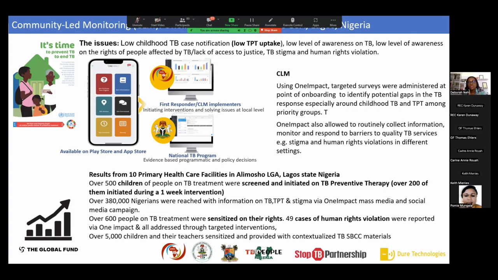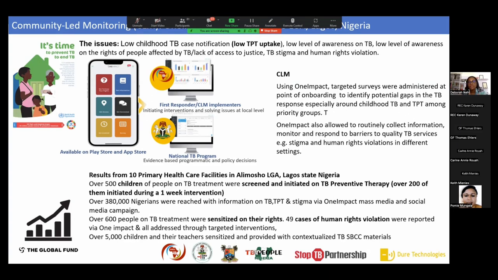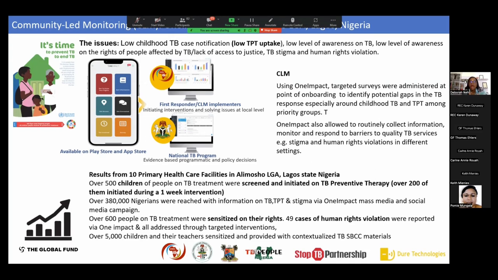So through the CLM, using the One Impact in Lagos, we were able to administer targeted surveys that were administered at the onboarding process to identify the potential gaps in the TB response, especially around childhood TB and TPT among priority groups. So through the One Impact, it allowed us to be able to collect information routinely around the barriers to quality TB services in Lagos State.